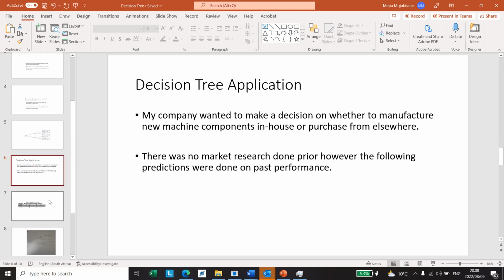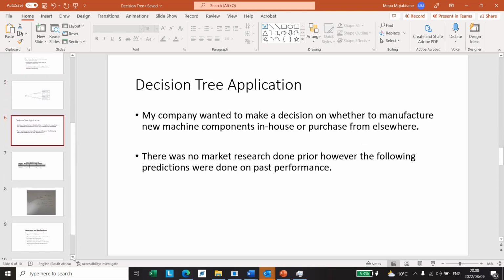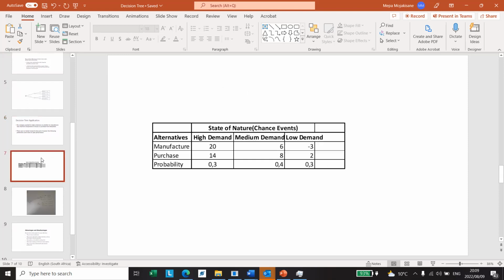The example that I'm going to make on the decision tree, although at a very basic level, is of a company which had to make a decision on whether to buy or to manufacture components in-house. So it's a manufacturing company. It wants to know, do we manufacture or do we buy these components? Now there are variables at the beginning. The company would say, these are the alternatives that I have: either I manufacture or I purchase.